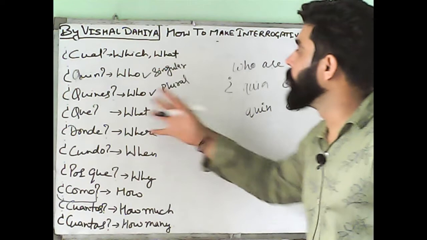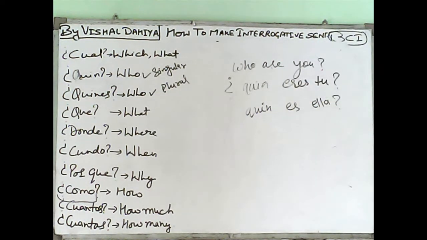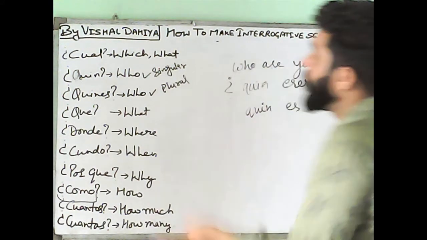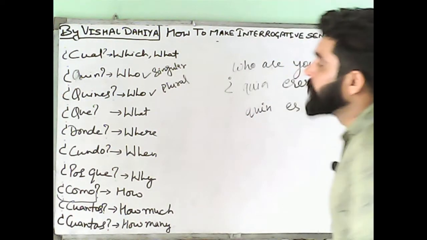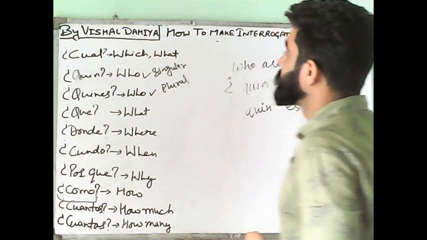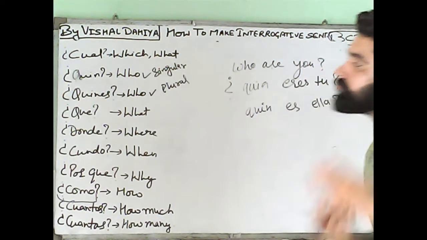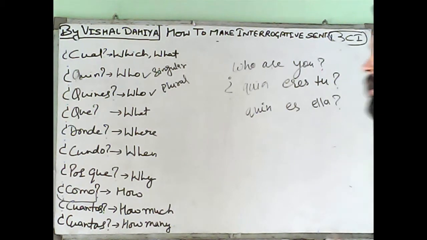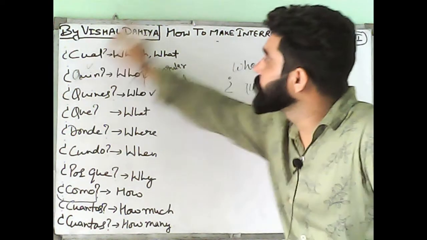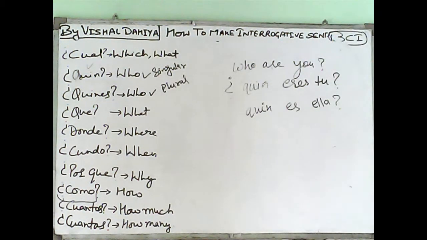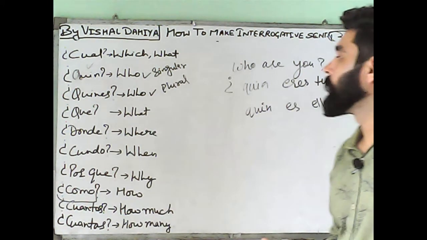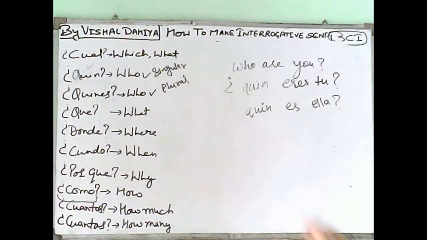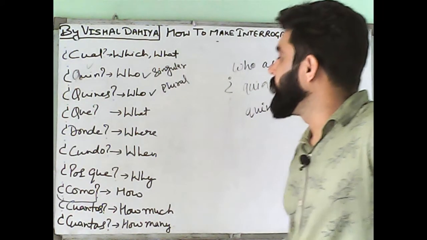Next we have what, or cuál. Sometimes we use cuál or qué. If I want to ask what is your name, I will use cuál es tu nombre, right? But talking about something, you can use qué as well, right?